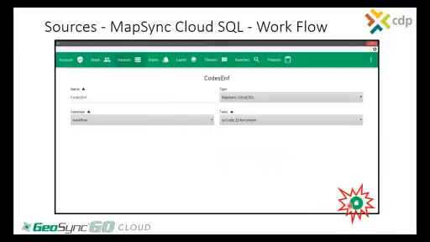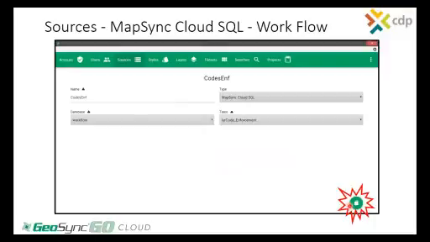Another type of data source that we have access to is our MapSync Cloud SQL. These are SQL databases that are stored in your cloud account. There are two different types of MapSync Cloud SQL databases. One is your workflow. The workflow is a SQL database. We'll get into workflows a little more later, but that's a GeoSync Go cloud-based managed data set where we can do reports, and that's our full-blown GeoSync Go managed data.